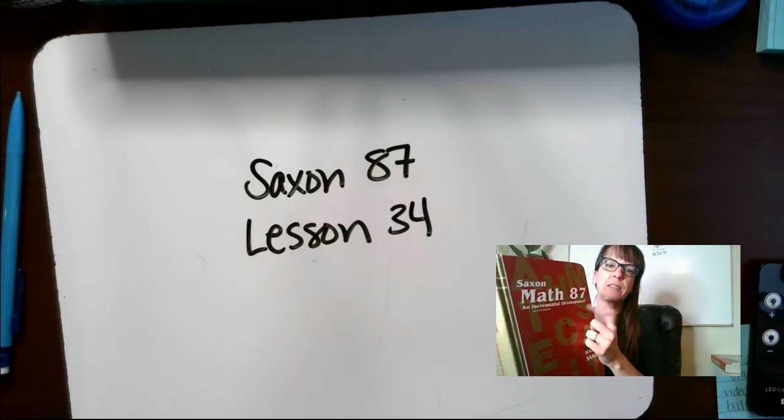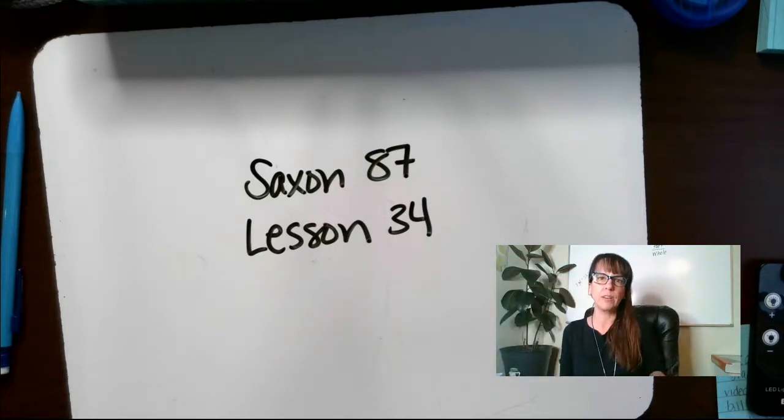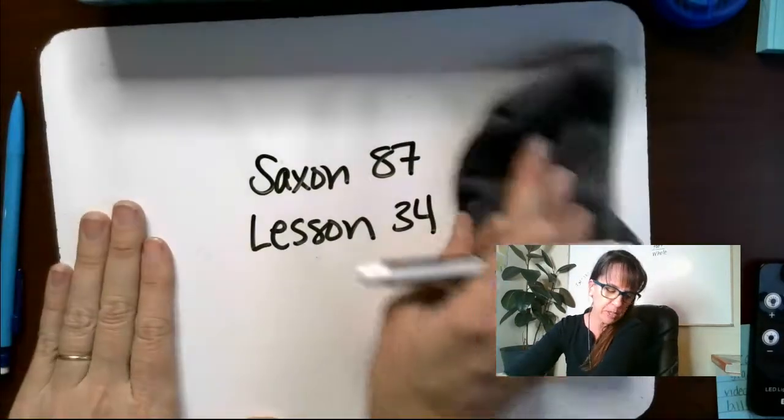Following along at home, Math Saxon 8-7, and we are in the second edition. Lesson 34 begins on page 201, but the first thing that we're going to do is example 1 on page 202. Today we're going to be talking about decimals, and how they fall on a number line.